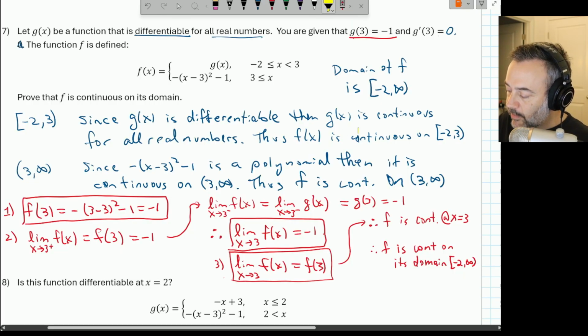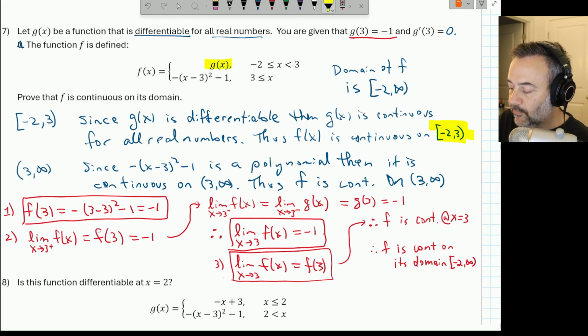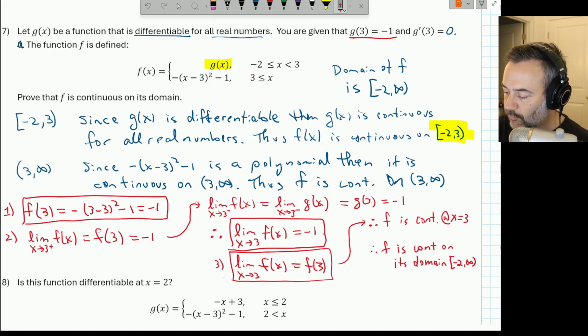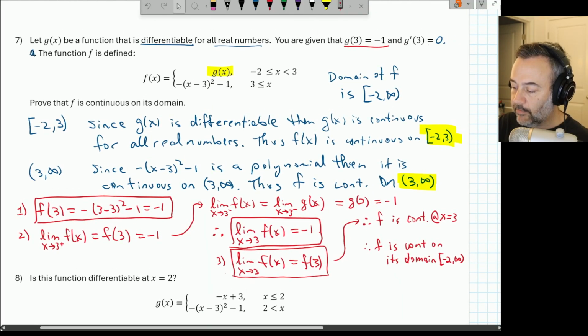We proved that f is continuous on this interval because that comes from g. g is differentiable, hence it's continuous on that whole interval. We have to avoid 3 because 3 is the breakpoint between these two parts. You have to handle that one as a point continuity problem. And since on the right hand side, the function is a polynomial, we know that f is continuous from 3 to infinity, not including 3. At 3, we have to analyze that one specifically.